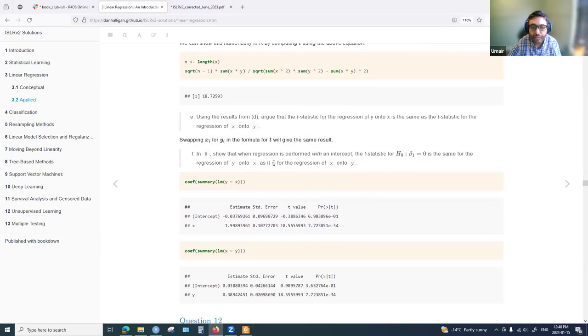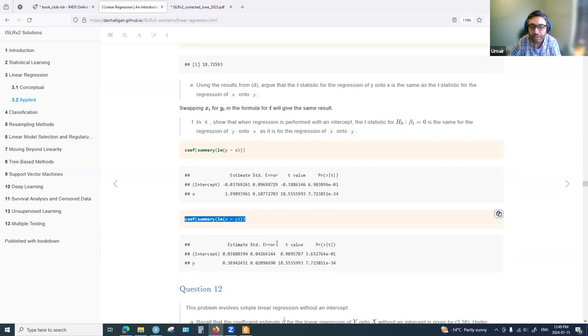In R, show that when regression is performed with an intercept, the t statistic for beta 1 equals 0, and the null hypothesis is the same for the regression of y onto x. So in this first run, they fit the model with y onto x and found the coefficient, and then did the same with x onto y. We see the different value of the coefficient for x and the coefficient for y, which we expected as before.